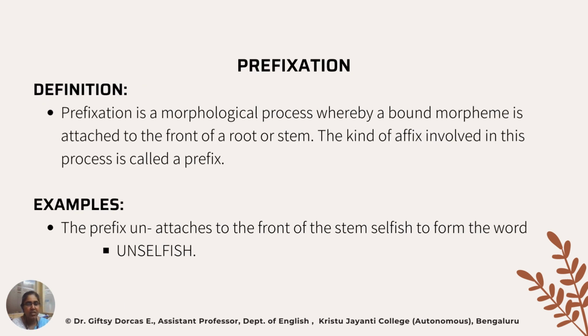The next kind we're seeing is prefixation. Prefixation is adding something in front of the root or the stem word. A bound morpheme is attached in front of the word. This kind of affixation is called prefixation. For example, you take the word selfish, you add un to it, and it becomes unselfish.